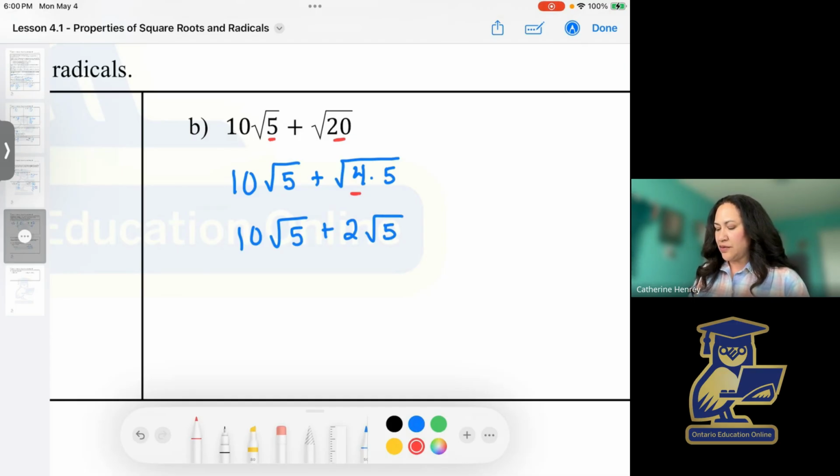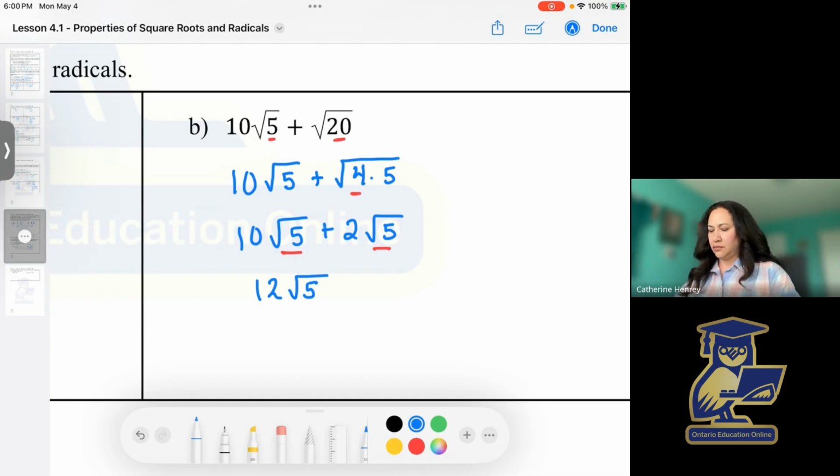Now I do have the same square root, and so I can combine them like terms. So 10 square root 5 plus 2 square root 5 is 12 square root 5s.